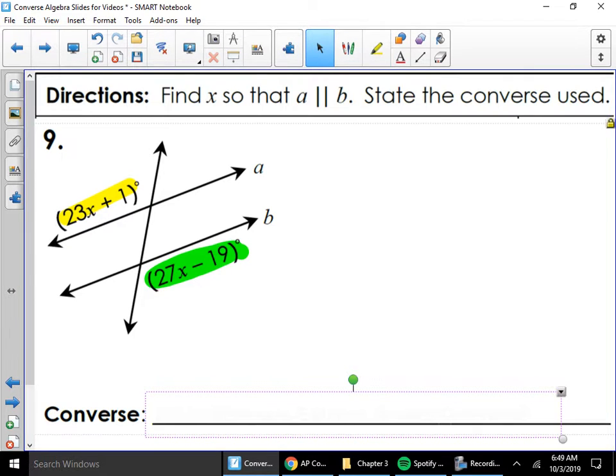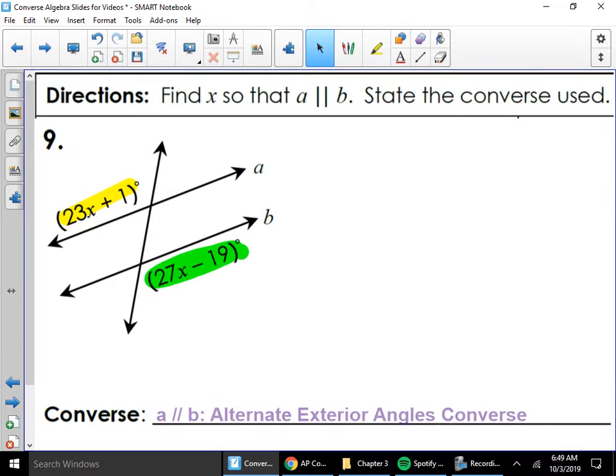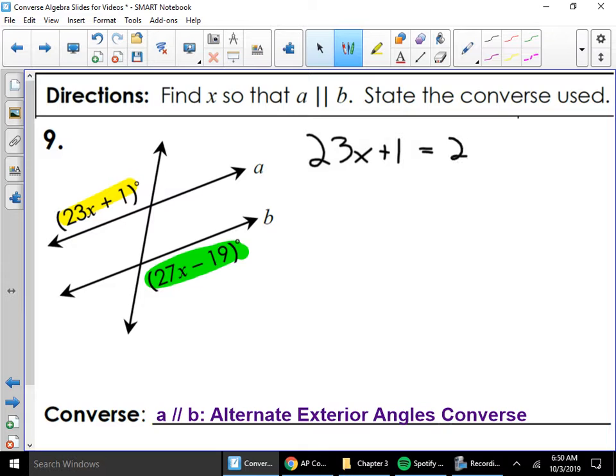So we are going to use the alternate exterior angles converse here. What the alternate exterior angles converse tells us is that these two angles need to have equal measure. We need equal measure. So this is an equality example. This is another pick on the little guy problem. Our numbers are a bit bigger, but no worries.